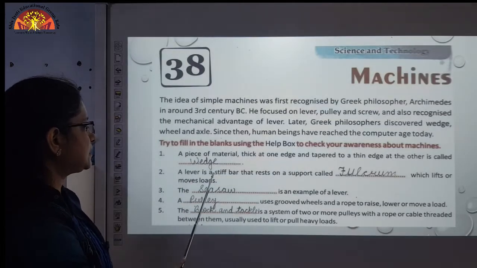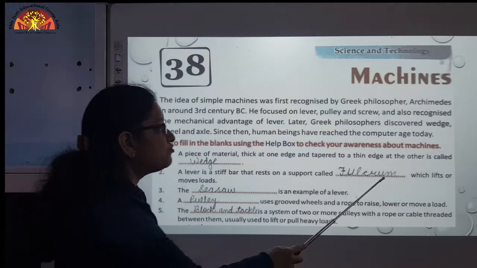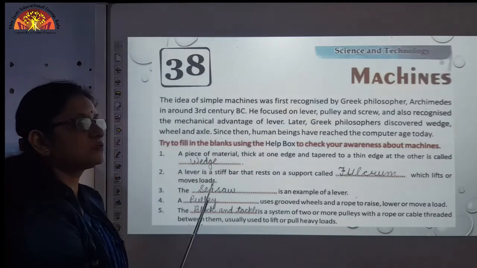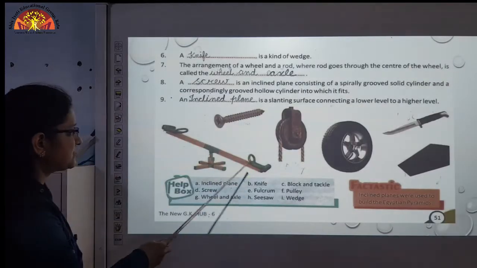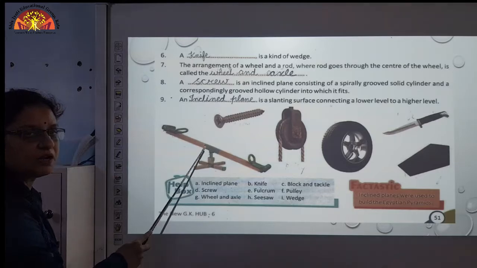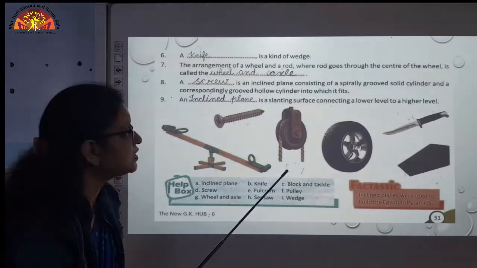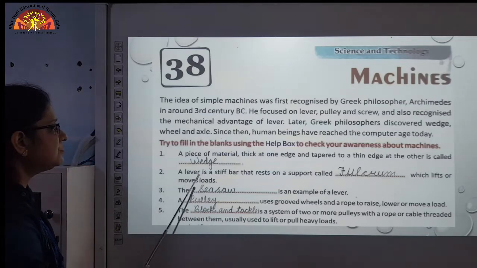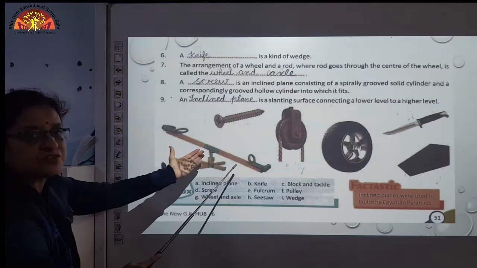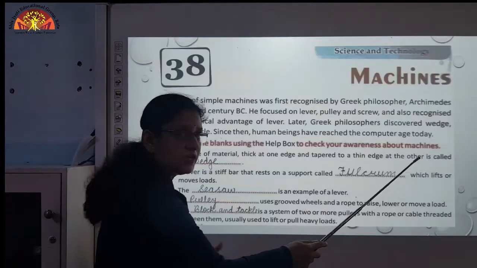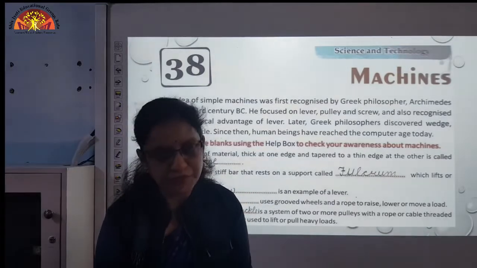Now, number 2. A lever is a stiff bar that rests on a support called fulcrum, which lifts or moves loads. In the picture, you can see that this is a picture of lever and this is fulcrum. I am again going to read the question, which will make it easier to understand. A lever is a stiff bar that rests on the support called fulcrum, which lifts or moves loads. You can note down the meaning of fulcrum.